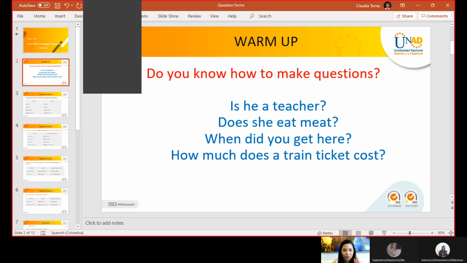Okay, so now for the second one, you're gonna use the auxiliary for present simple. You can use do or you can use does, okay? So for this one, you can use do or does. Then you're gonna use the subject, okay? And then a verb, okay? So Gabriela says, do you love going out with your friends?